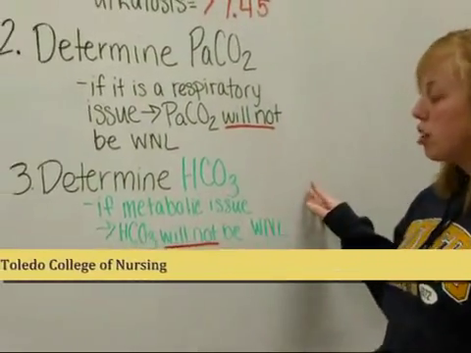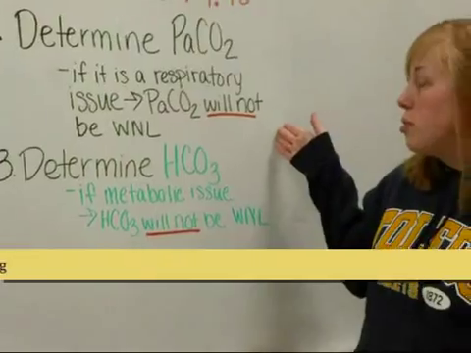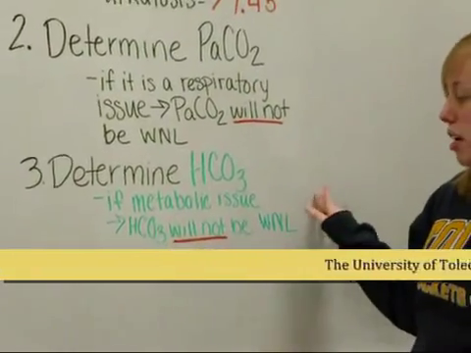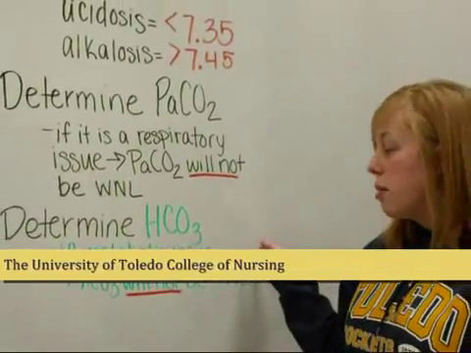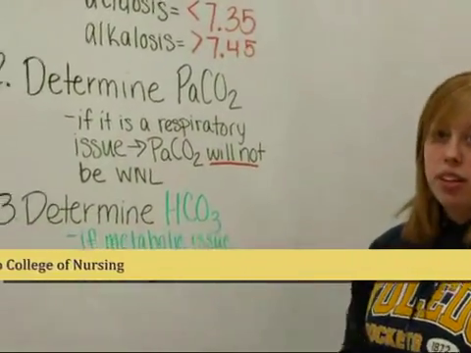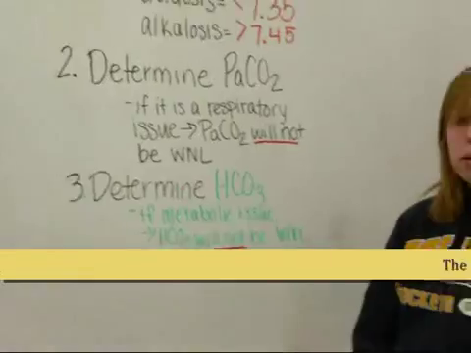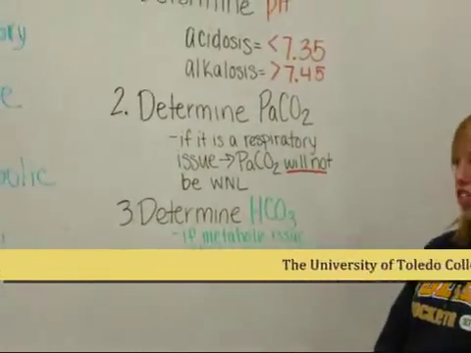Then your third step, if it's not a respiratory issue, is to look at your bicarb, because if your bicarb is not within normal limits, that means it's a metabolic issue. So next we're going to demonstrate how to read ABGs.